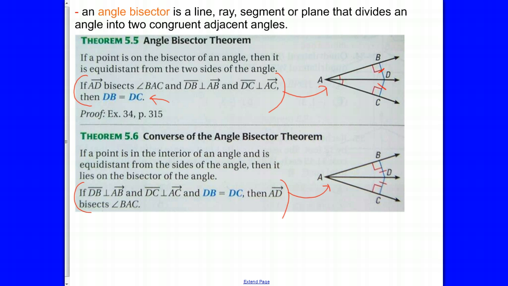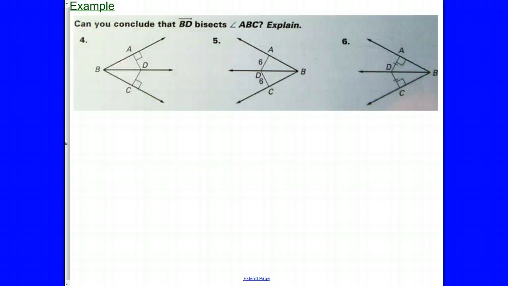On the bottom, it's the converse. If we go the other direction, if we know this point D, I'm looking at the picture down here, if you know this point D is the same distance away, so when you're measuring distance, again, you gotta be going perpendicular. So we need these right angles here, and we need these tick marks. When that point is equidistant from the sides of the angle, that forces these two angles to be congruent, making AD an angle bisector. All right, so some different types of questions that you'll see.